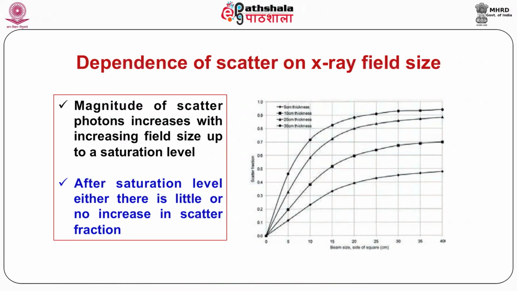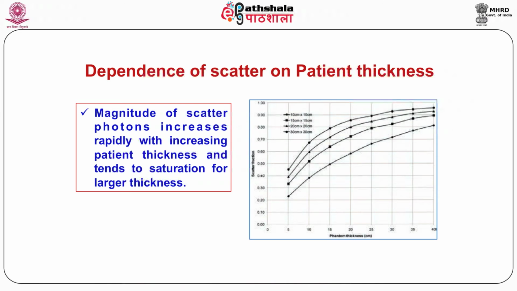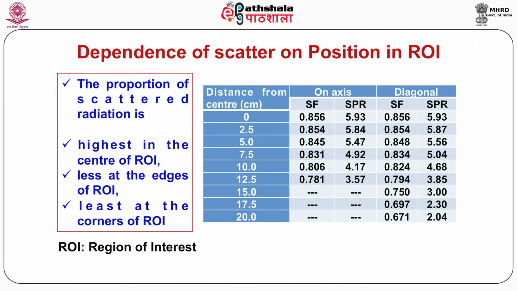The variation of a scatter fraction with phantom thickness for 4 different field sizes at 80 kV energy is also shown. So it is observed from this figure that a scatter fraction increases rapidly with patient thickness and tends to saturate for large thickness. Now the table shows the scatter fraction and a scatter to primary ratio data at center and away from the center along the axis and diagonal of 30 cm by 30 cm X-ray field.